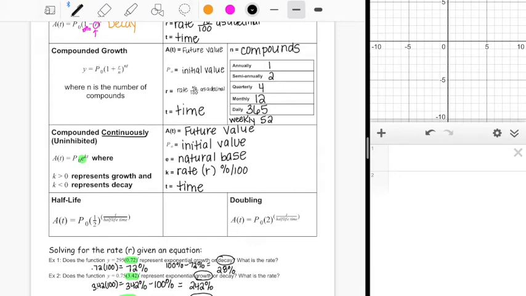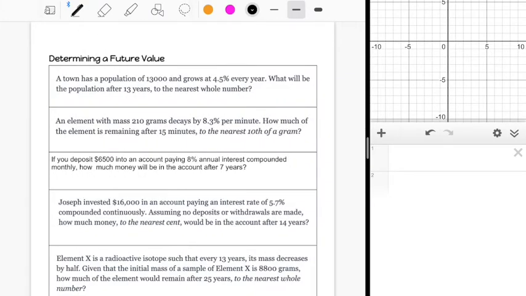So the next thing that we're going to do is talk about how to use the formulas that were given earlier and calculate the future value. The key is to determine what type of problem you're looking at. So a town has a population of 13,000 and grows at 4.5% every year. What will the population be after 13 years?